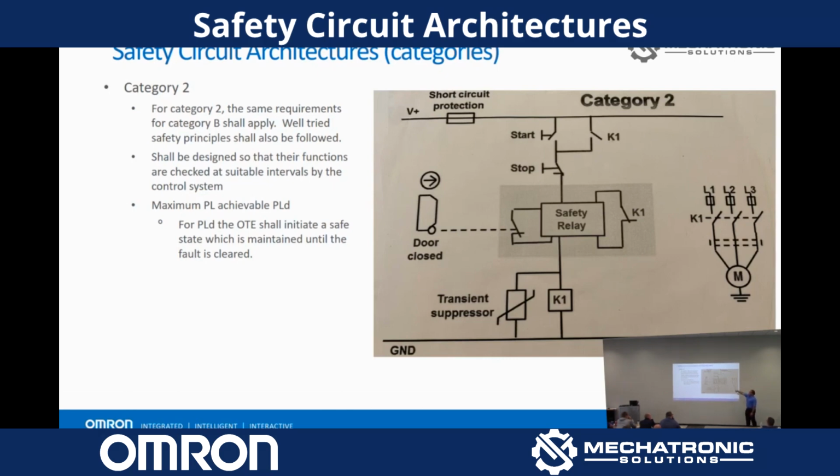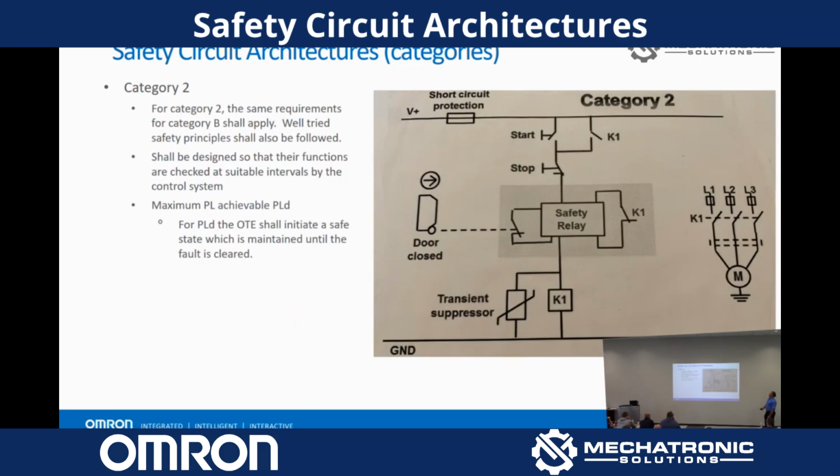So what the safety rated controller is doing is basically making sure that things are functioning in the safety circuit as they should. And if they're not, it's going to throw an alarm and shut the system off until you address that problem. Okay. That's category 2. And we can actually meet performance level D with the category 2 circuit.